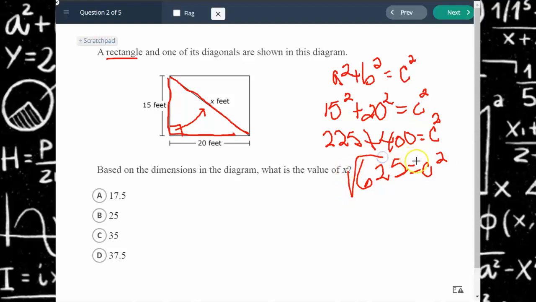Then find the square root of both sides, and we get that to be 25. 25 times 25 is 625, so the square root of 625 is 25. So I know that answer B is the length of that diagonal.